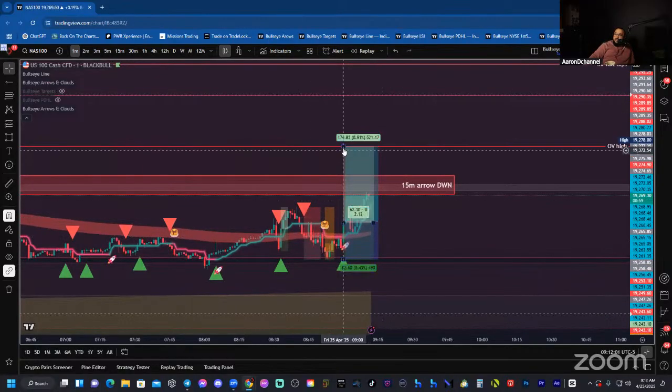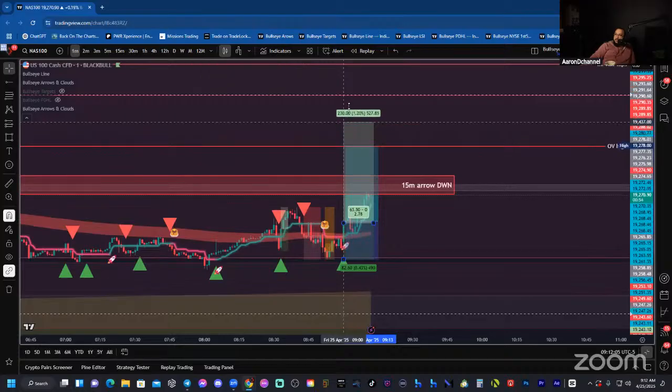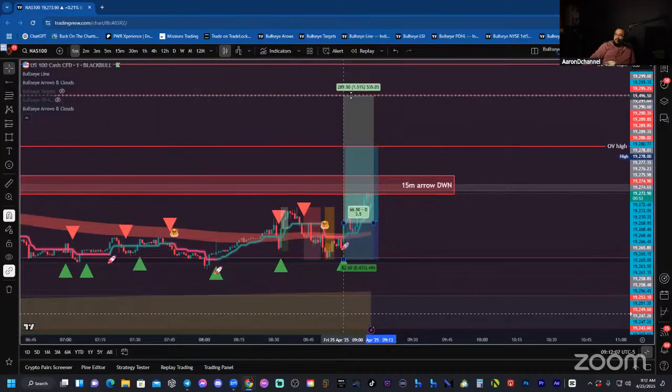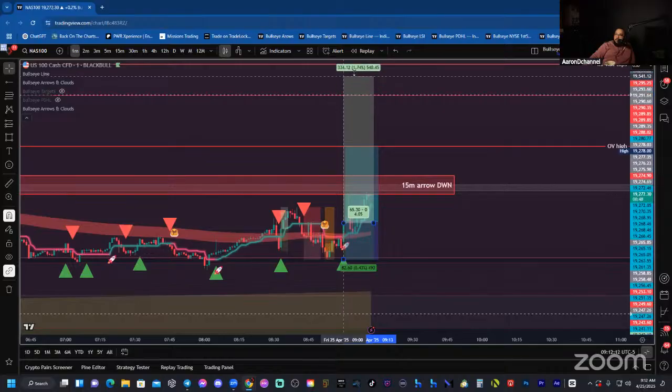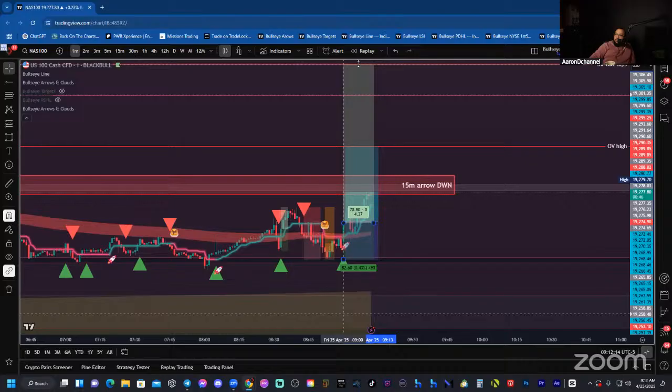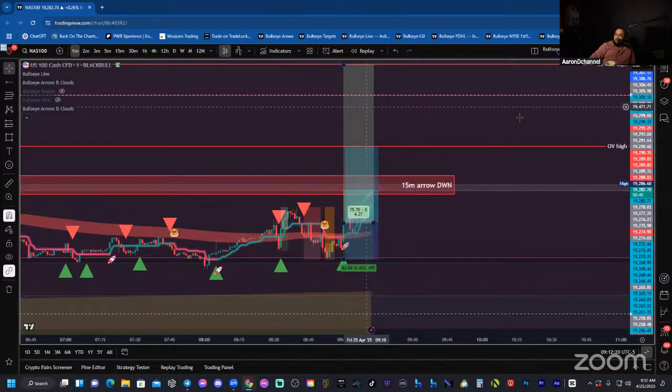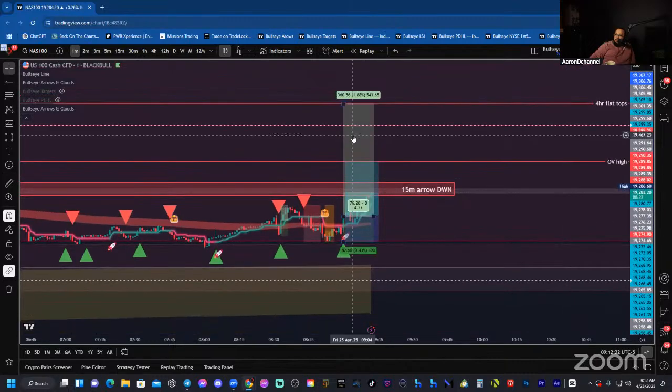So if we do make our ascent up to the overnight high and break above, I want to see a reaction right here at the weekly wick fill midpoint. If we make it up to the 4-hour flat tops, it's going to be a beautiful, beautiful buy situation. Let's see if the bulls rally.